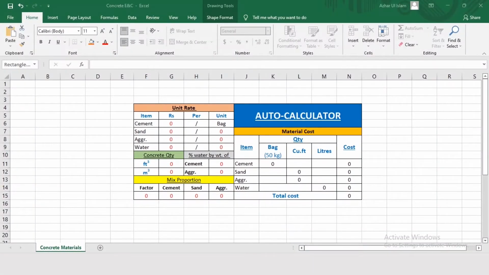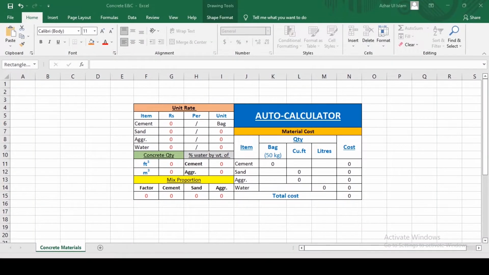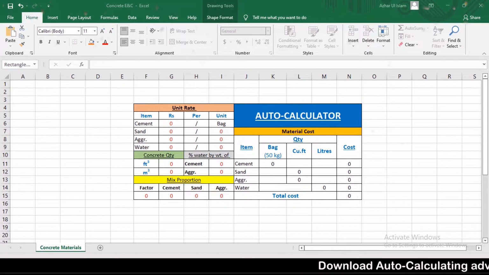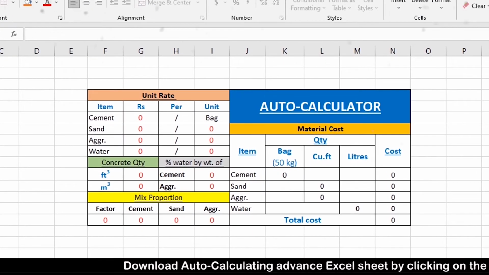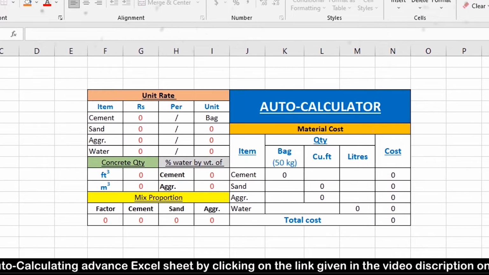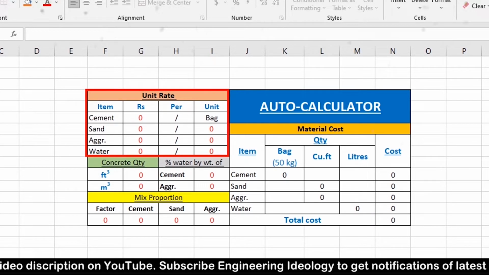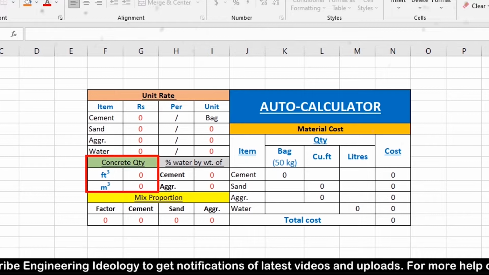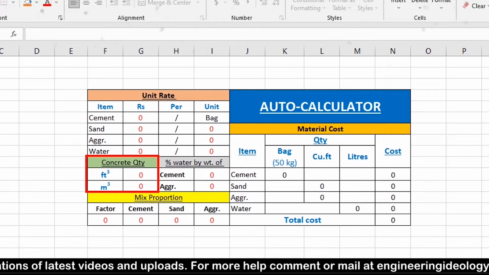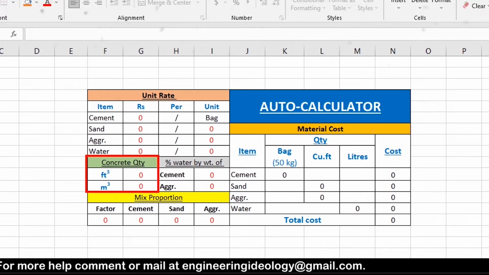Using this Excel sheet, calculating and costing exactly the materials of concrete and cement mortar is very easy by just filling a few cells. Look at the interface of the sheet. On the left top, in the unit rate portion, you have to enter the prices of materials against the known quantities. In the concrete quantity section, we have to put the required quantity of wet concrete in cubic foot or cubic meter, whatever you choose, but only one at a time.